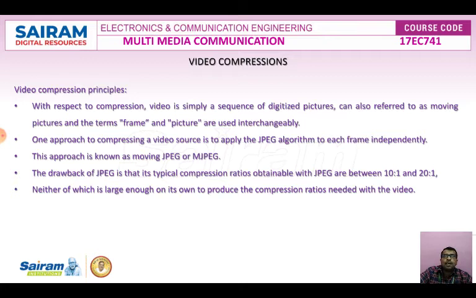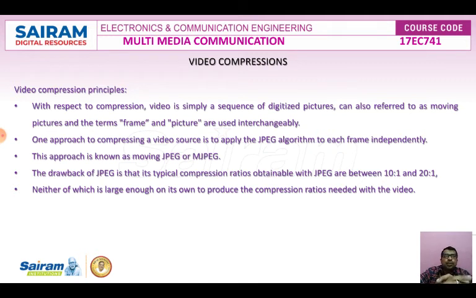Compression principle: with respect to compression, video is simply a sequence of digitized pictures. Sometimes it is also called a moving picture. In terms of frame and picture, they are interchangeable. We can define it as a frame or a picture. The group of pictures running is what we call frames. Each frame running one by one is a motion picture. Normally, for one motion picture, for 1 second nearly 16 to 24 frames are required.